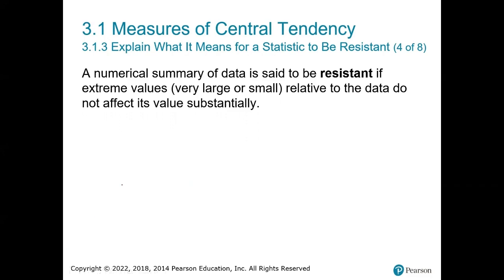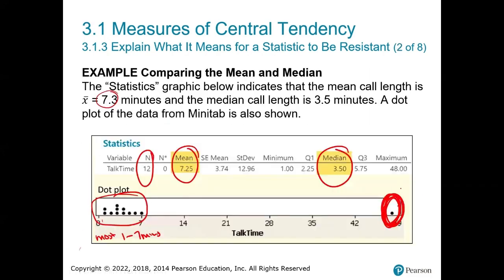So in this case here, this value throws off my mean. So mean is not resistant here. The mean is impacted by these values. The median is not impacted by these values, so the median is resistant.